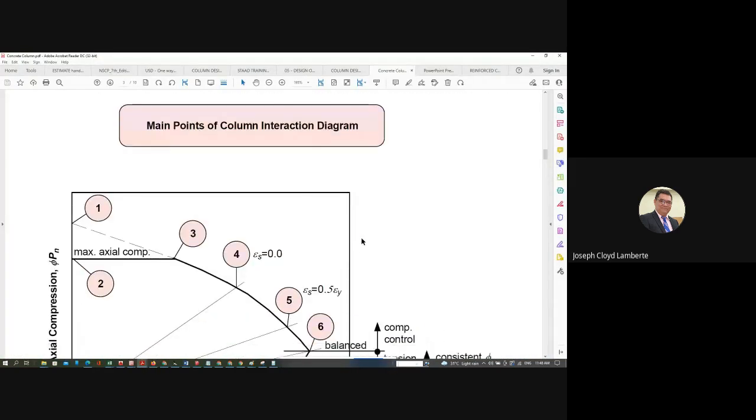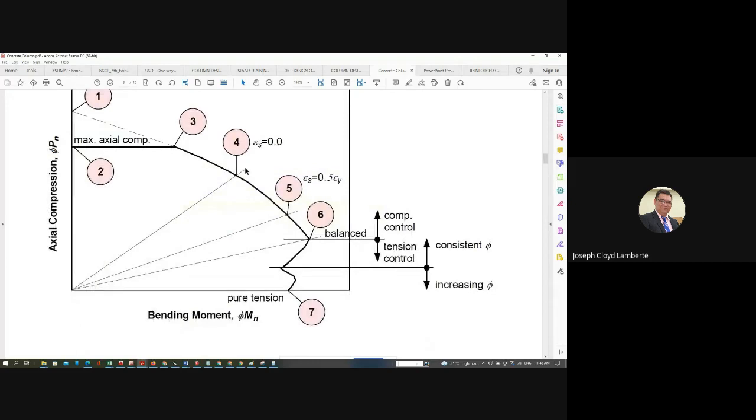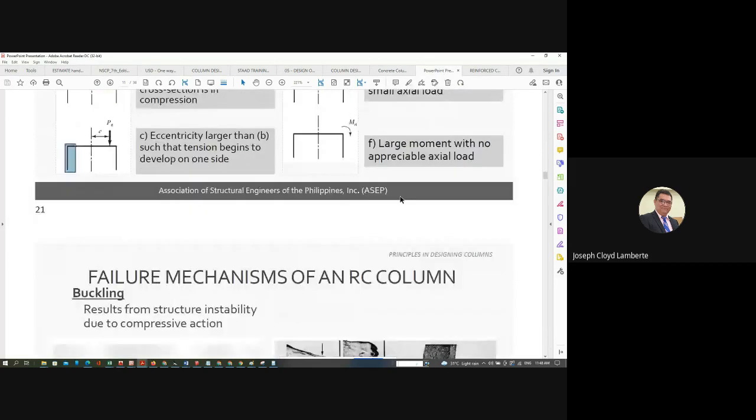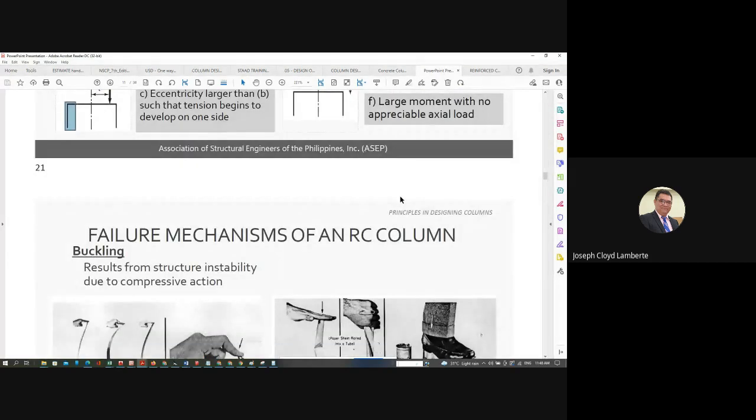So, muna siyang pagkuha sa interaction diagram. This is when you consider now the moment. So, muna sa class, balik na din here. We still have about 10 minutes.